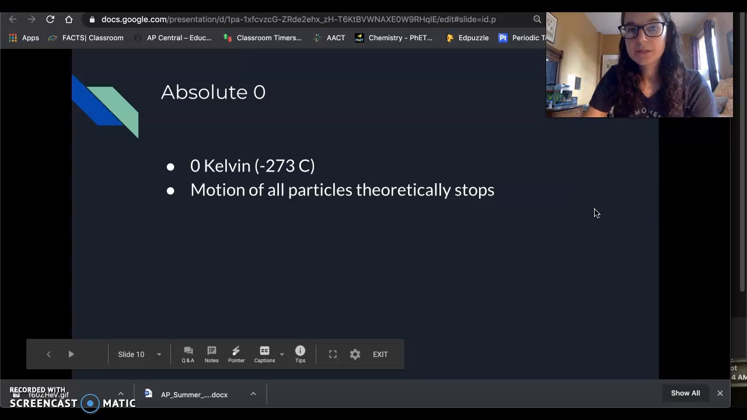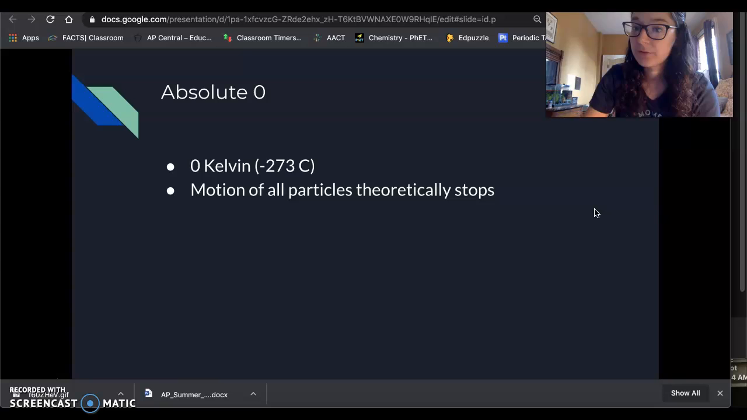And then there's also absolute zero. So absolute zero is 0 Kelvin, which is equal to negative 273 degrees Celsius. So the Celsius scale is based on the boiling point and freezing point of water. Kelvin is based on the range of motion of particles. So at 0 Kelvin, that means that all particles have no motion. And it's a theoretical temperature. It hasn't actually been achieved in the lab. It's just like a concept.